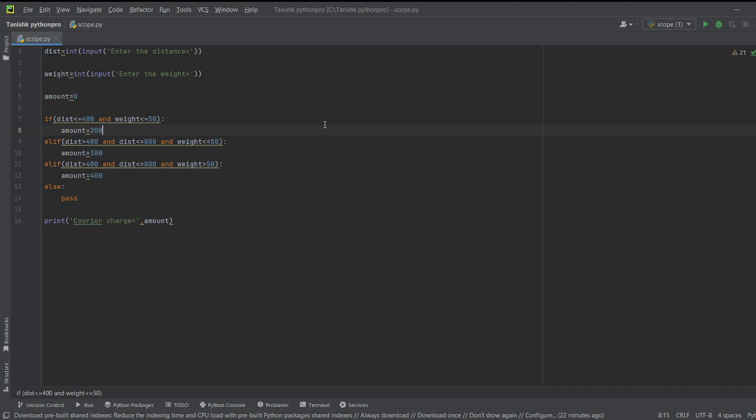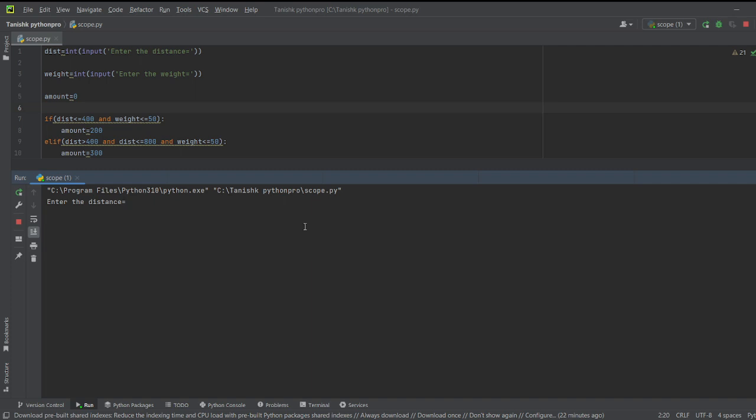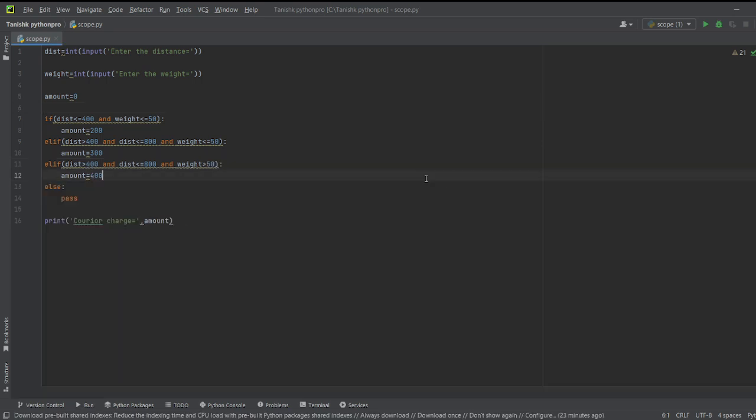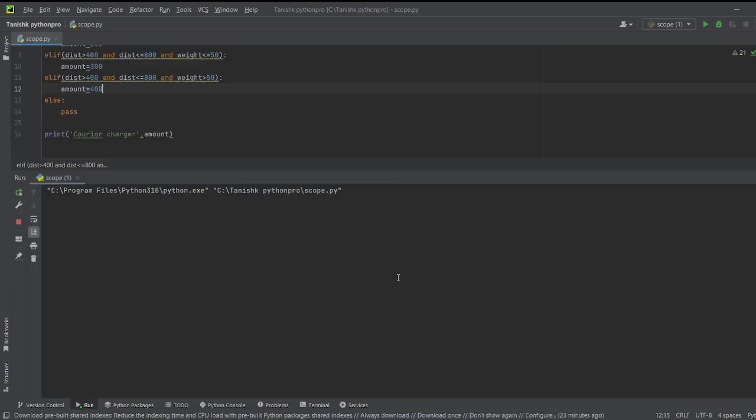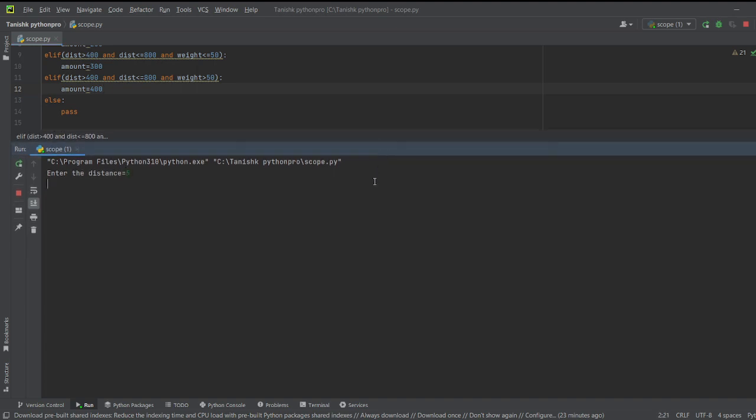So friends, one output. Enter the distance: 5 kilometer, sorry, only 5, not km. So run the program. 5, enter the weight: 50, courier charge 200. So friends, let's understand. Enter the distance 5 kilometer, enter the weight 50 gram, courier charge 200.